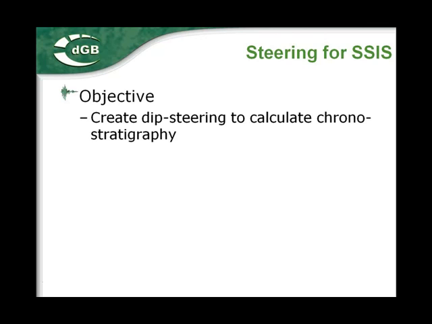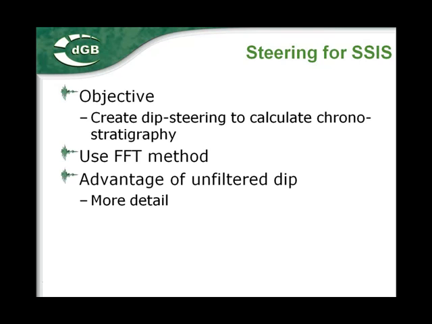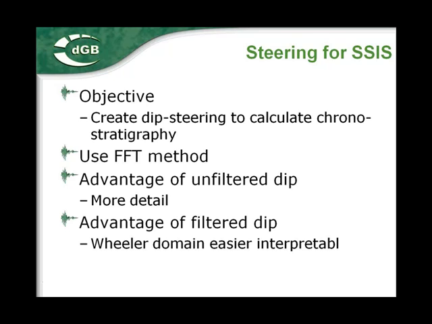So the objective for this is to create the dip steering to calculate the chrono stratigraphy. We want to be, for this, as accurate as possible, so we don't want any noise. As a consequence, we'll leave the BG gradient method here, and we use typically the FFT method. We can then use more or less or no filtering in the lateral and vertical direction. The advantage of unfiltered dip is we see more detail, which gives you more information, but can also be confusing. The advantage of a filtered dip is that the Wheeler domain might become more easily interpretable and will lead to a little bit less confusion.